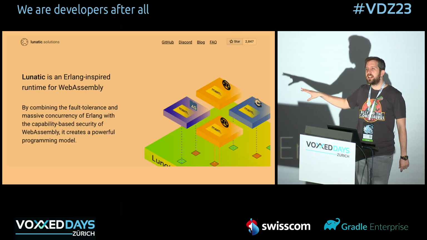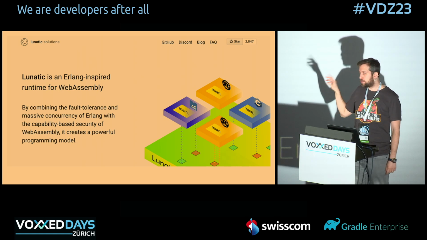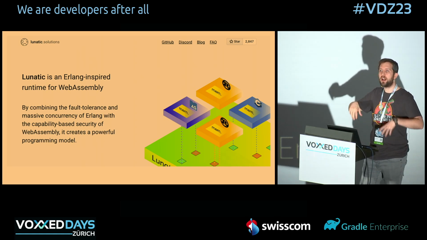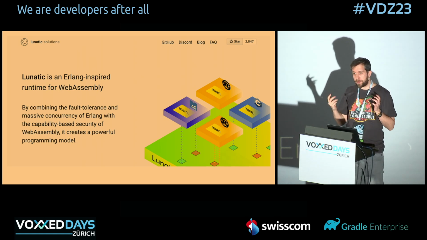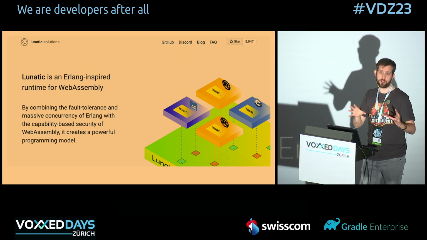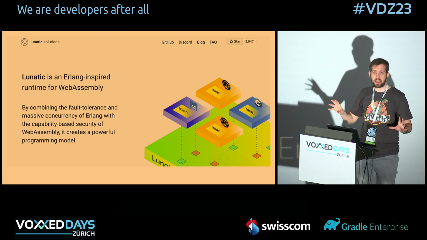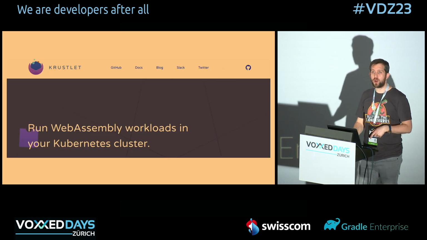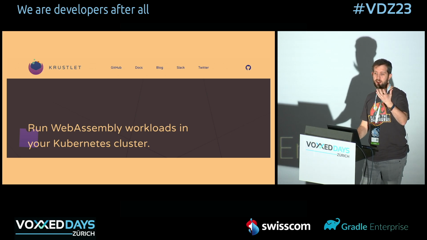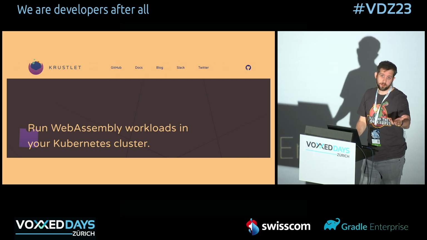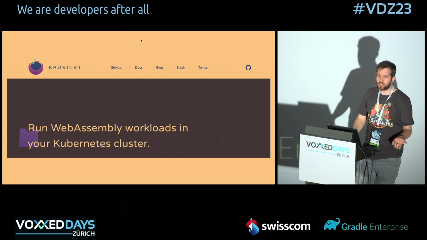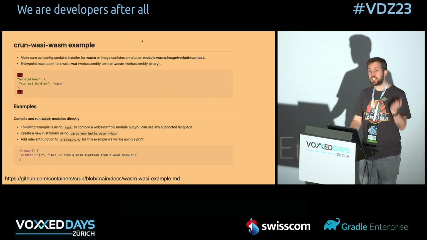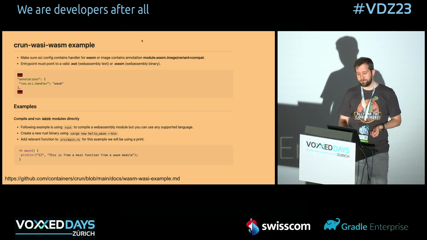This is Lunatic. It's a WebAssembly runtime. It is based on Wasmtime, but it puts their own spin on it. It allows you to write actors, as in Erlang actors, using any language. Pretty cool. Crosslet allows you to run WebAssembly as a container, basically as a pod inside Kubernetes. Same goes for crun in a different way.